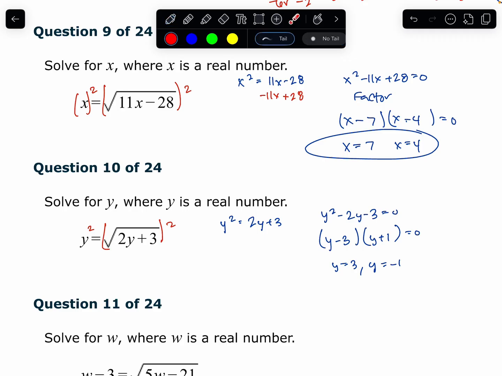However, this can't be a solution right here. Because if I put in negative 1 right here, I'll get negative 1 equal to the square root of 2 times negative 1 plus 3. Which, again, you're going to have a square root equal to a negative number, which we don't want. So just 3 is the answer. So this is called an extraneous solution.